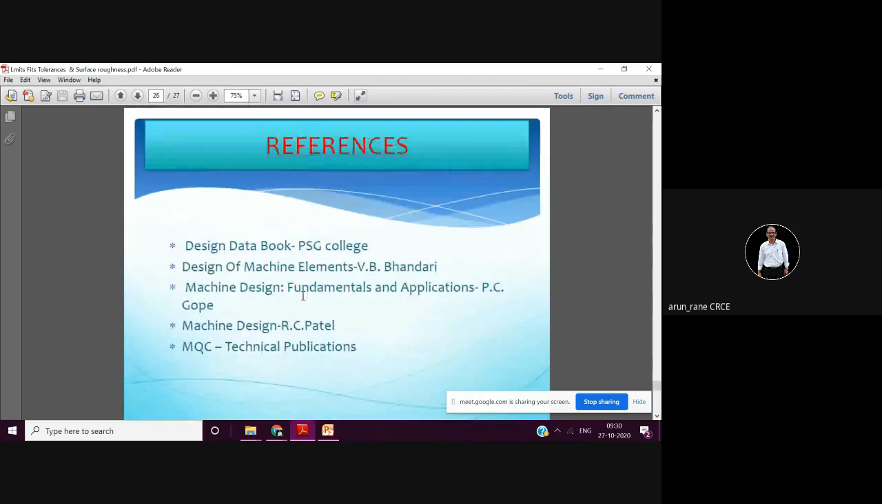And as I told yesterday, the PSG design data book, it's better that you should have. I don't know the current price, but it should be around 400 rupees. I have my own copy from when I was doing engineering, 25 years back. At that time it was some 225 rupees.